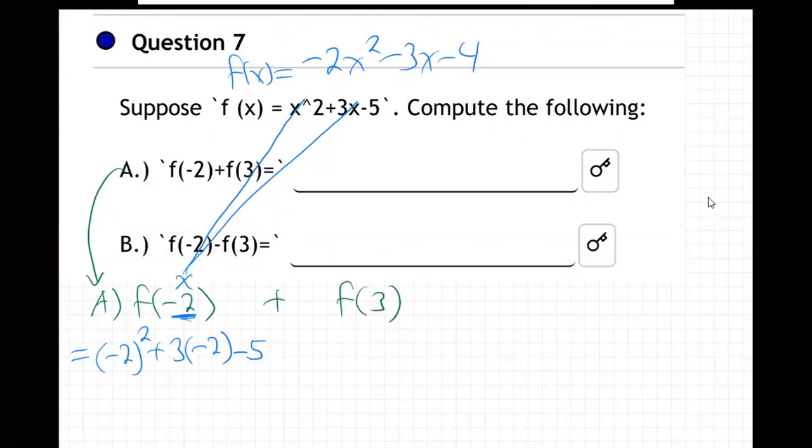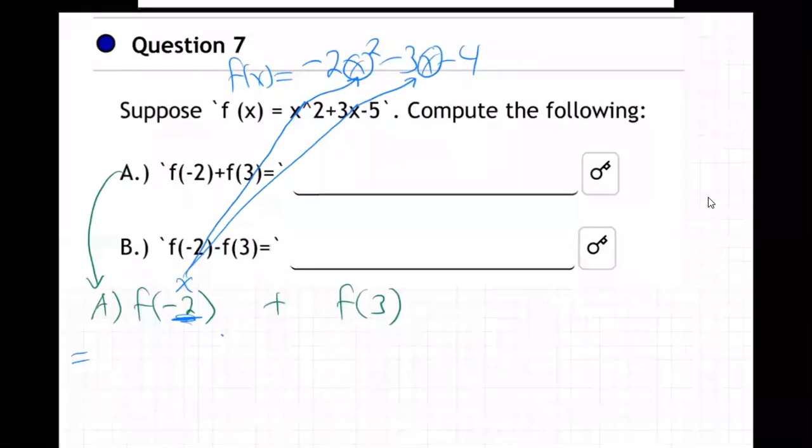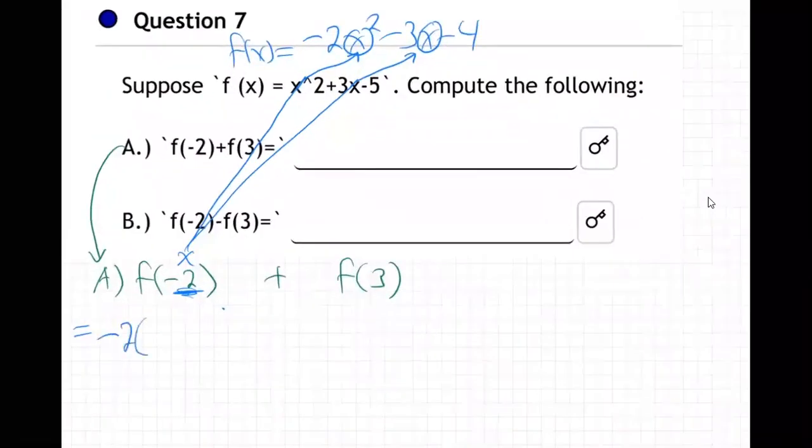So let's plug in. What we're going to do is plug in that negative 2 right here for x and right there for x. Everywhere you have x, it's kind of like the x is the holes in the toaster. It's where you insert the bread, or in this case, the number, the negative 2. So we're going to end up with negative 2.